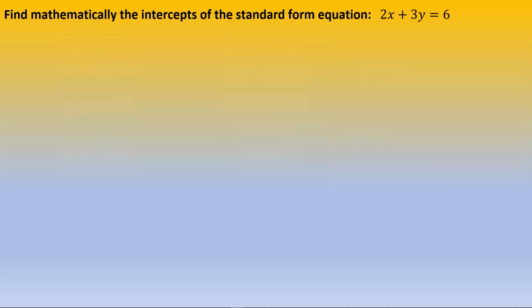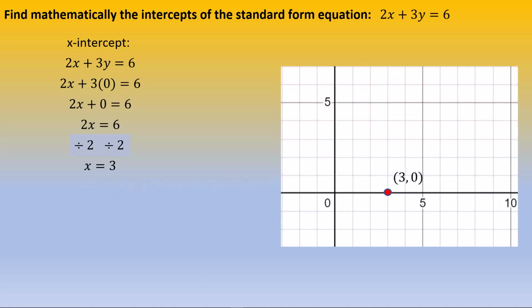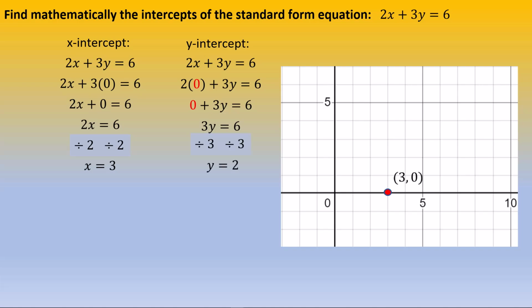Find mathematically the intercepts of the standard form equation 2x plus 3y equals 6. For the x-intercept, we replace y with 0, and we solve for x. Working through the process, we get x is equal to 3. The x-intercept is 3, 0, and we graph it. For y, we replace x with 0, work through and solve for y, and we get y is 2. So 0, 2 is the y-intercept. We connect the 2 points with a line, and now we have graphed this line from standard form, not having to go through slope-intercept form.